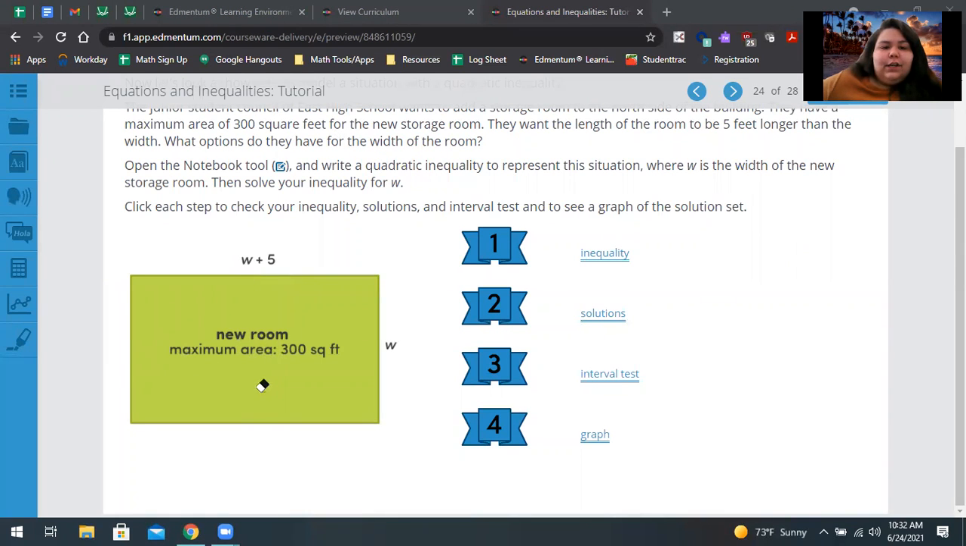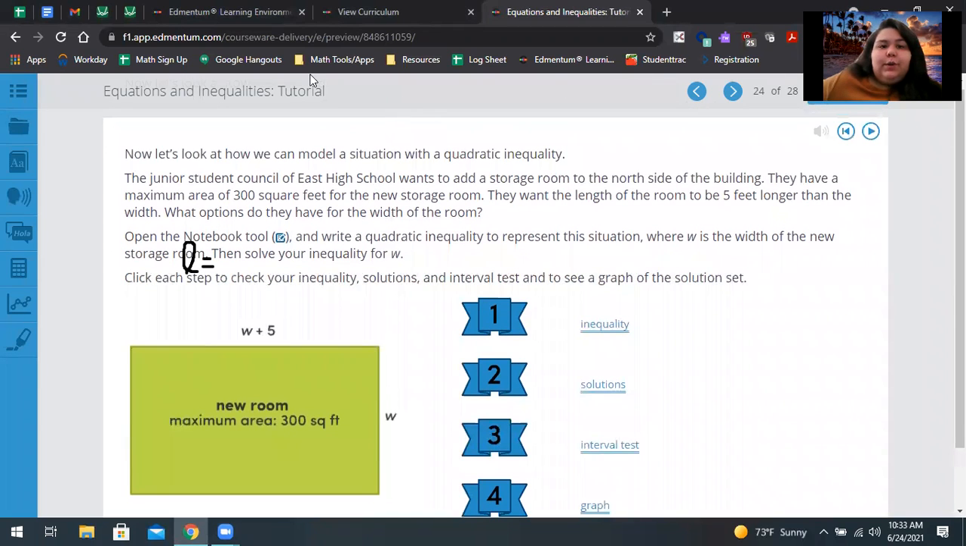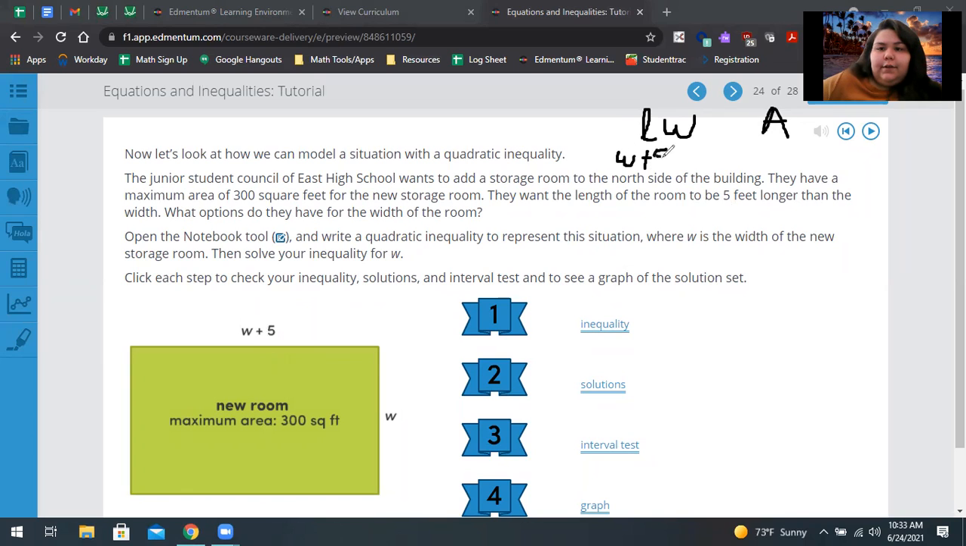Now, again, this is talking about maximum area. To find the area of any rectangular prism, this is my length, and W is still my width. We need to multiply. So we need to first set up our inequality symbol. I think if we click on it here, they're going to tell us our setup, but we can set it up ourselves to get that practice. Since we are talking about area, it is going to be the length times the width, and that gives us our area. I'm setting it up for our inequality here. So our length is W plus 5. So I'm going to put W plus 5 times our width. And our maximum area is 300 square feet.